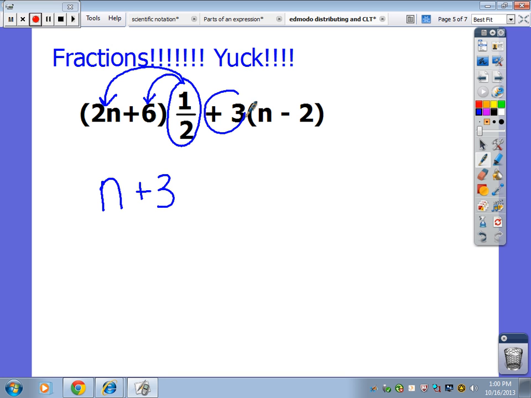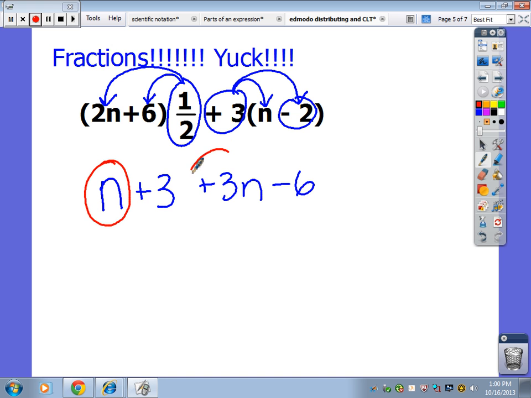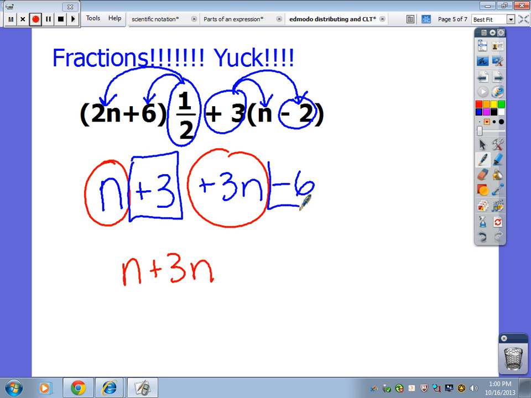All right, here we go. Now we're going to take the positive 3 and we're going to distribute it to the n. So that is plus 3n. And then positive 3 times negative 2 is a negative 6. Now I want to go ahead and circle my like terms. I have an n, and I have a positive 3n, and I rewrite n plus 3n. And now I want to box my terms without the variable. That is a plus 3 and a minus 6.